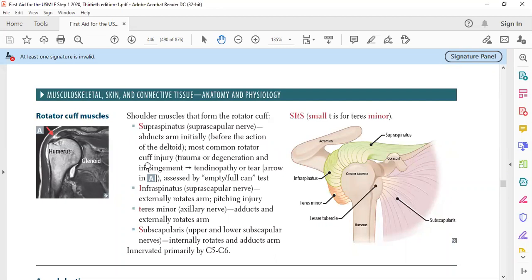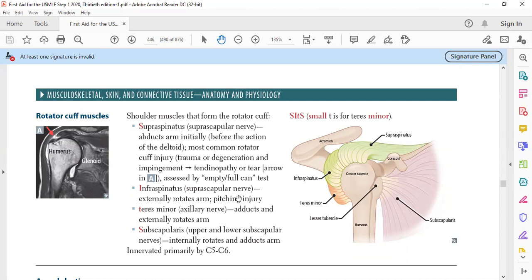Most common rotator cuff injury: trauma or degeneration and impingement. There is tendinopathy or tear, assessed by the empty can test. Either a person can fully abduct the arm or not. If he can abduct the arm fully, it means his deltoid and everything is working. If not, then it means it is injured, most probably the supraspinatus.